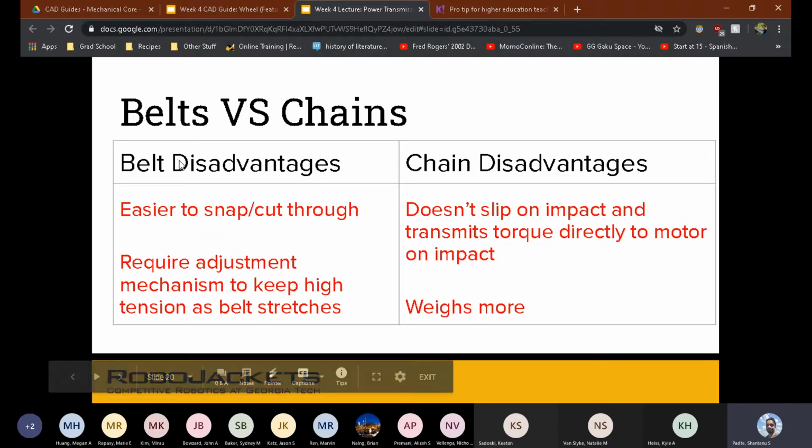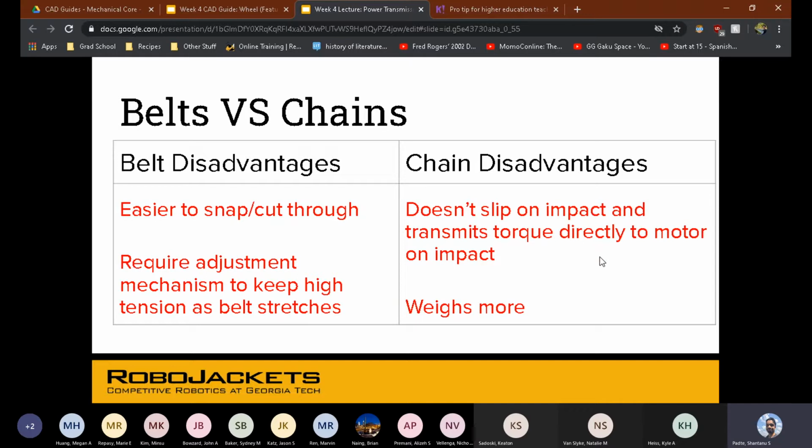The disadvantages of belts and chains are kind of the opposite. Belts are good at some things that chains are bad at, and vice versa. So belts are easier to snap or cut through, and they require adjustment time and time again, because as you keep using it over time, your belt will stretch. A chain weighs more, and it doesn't slip on impact, and transmits torque directly to the motor on impact.